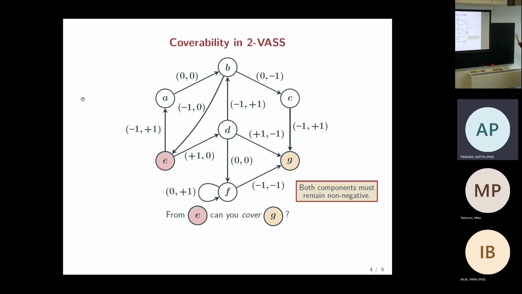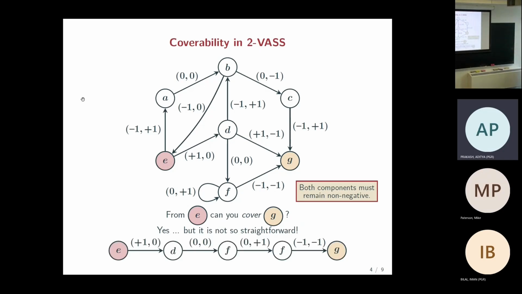I'm just reminding that both components must remain non-negative. It's not so straightforward anymore, right? It's not obvious. You probably spotted though that you can go from E down to D, then you kind of loop at F. This allows you to buy counter value on the second component, and then you can traverse whatever you like.